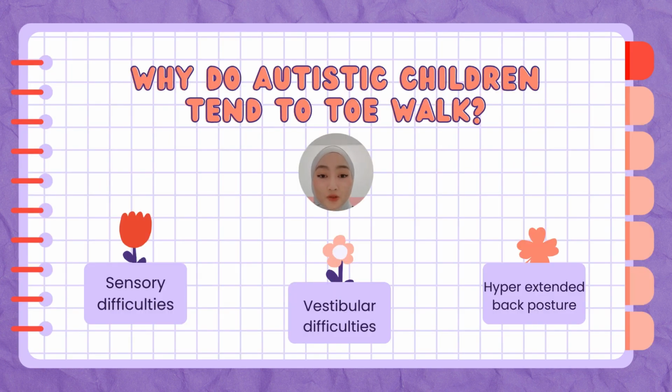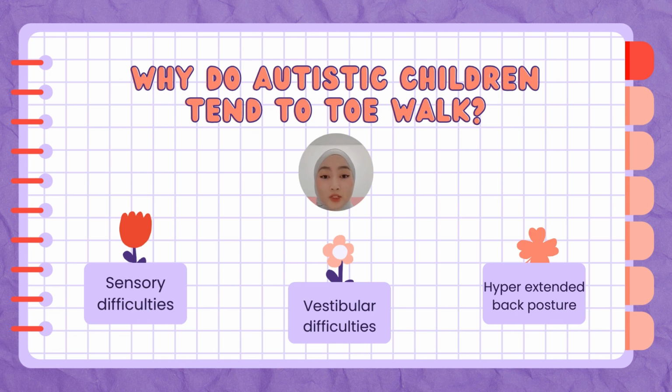So why do autistic children tend to toe walk, and why has toe walking been associated a lot with autism spectrum disorder? Basically, most autistic children have problems with sensory processing, meaning to say that they have sensory difficulties. For example, usually they feel discomfort on their feet when touching the ground. They will try to reduce the surface area of the feet touching the ground by walking on their toes because they have sensitivity towards the textures of the ground itself. This is one of the reasons why autistic children tend to toe walk.